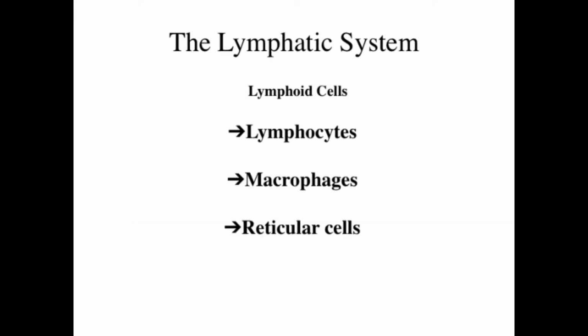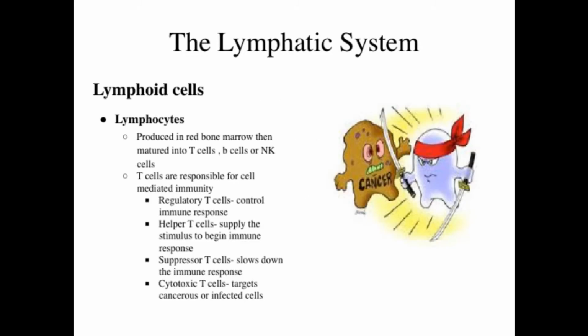The lymphoid cells consist of the immune cells found in the lymphoid tissues together with the supporting cells that form the frame of those tissues. The lymphocytes are the main warriors of the immune system that protect the body against antigens. They are produced in the red bone marrow and then mature into T cells, B cells, or natural killer cells.